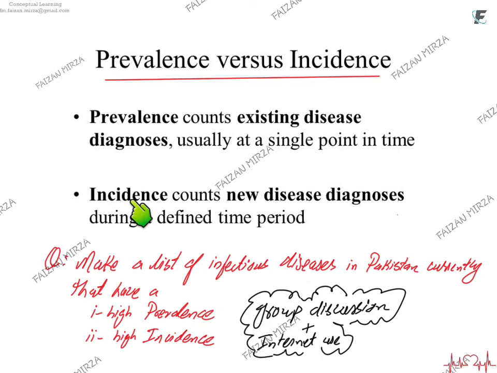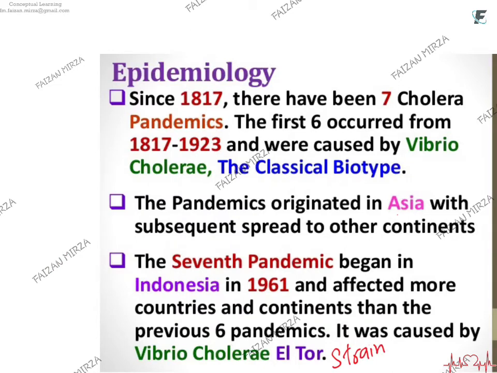How many new cases are coming across for that particular disease in a defined time? So what you can do is go for a group discussion and use the internet for this. Make a list of infectious diseases in Pakistan currently that have high prevalence and high incidence, and probably you can get some good information from there.